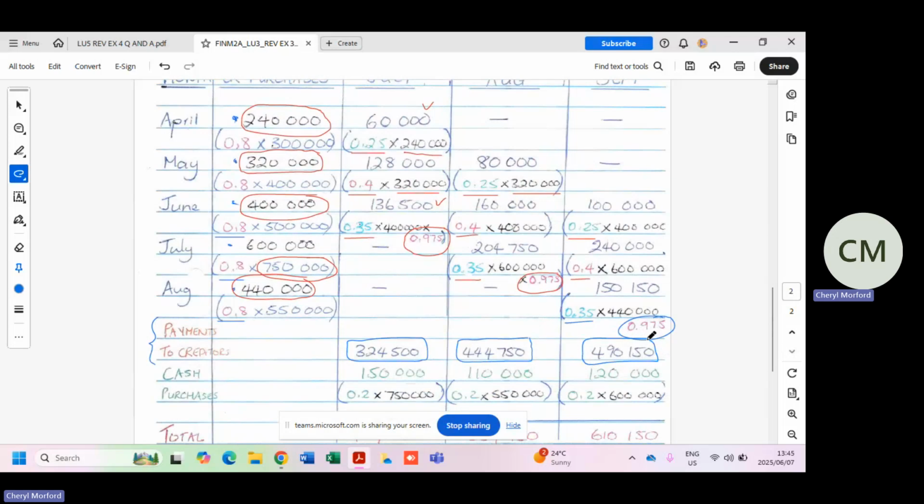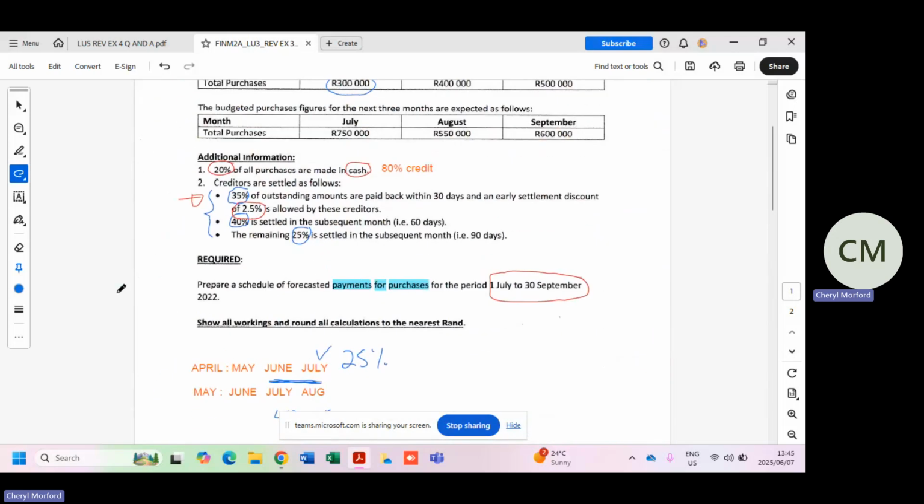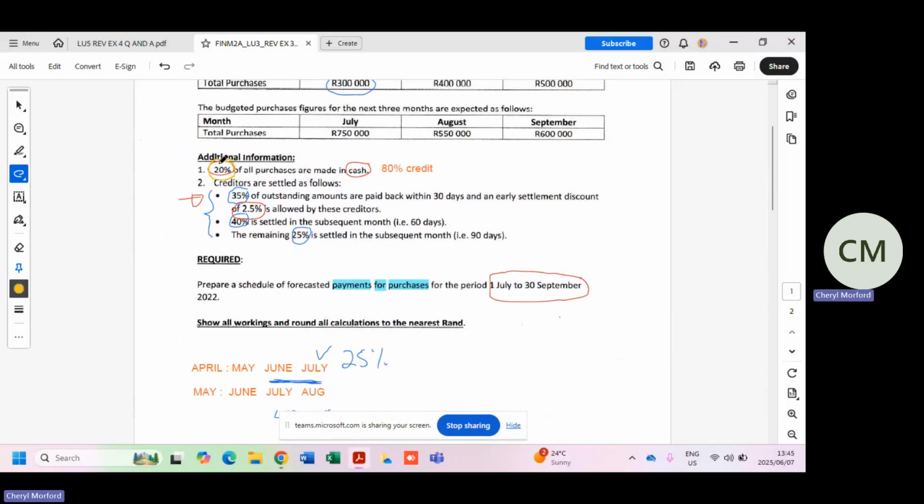But we don't stop there, do we? No, because the question has asked us for payments for purchases. So the thing that's missing is going to be the cash. So back to the question. 20% over here of the purchases are cash. And remember, this relates to the same month.